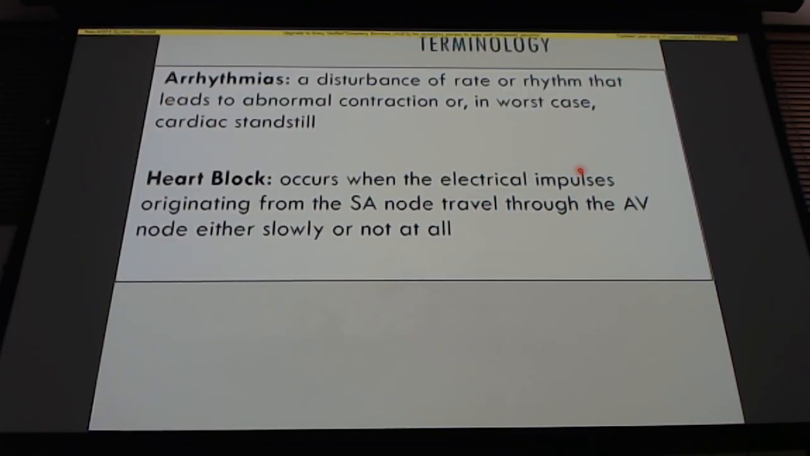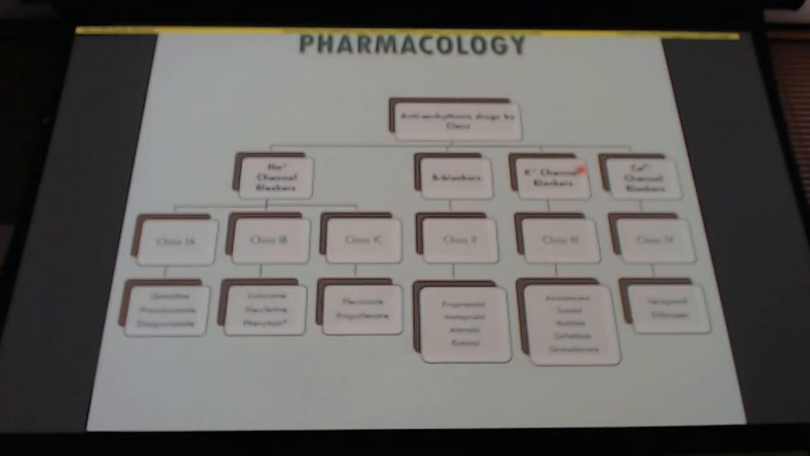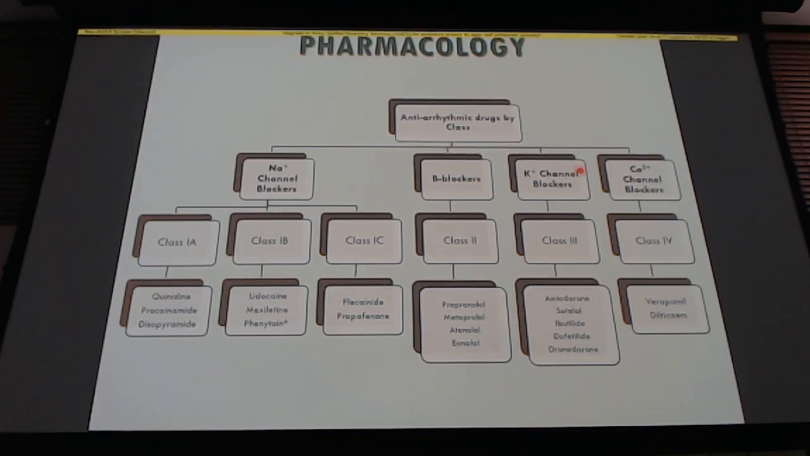None of that will be on your exam. This is just to help you when we talk about our drugs, okay? So that was our quick overview. Here is, FYI, your pharmacology portion of it, okay?